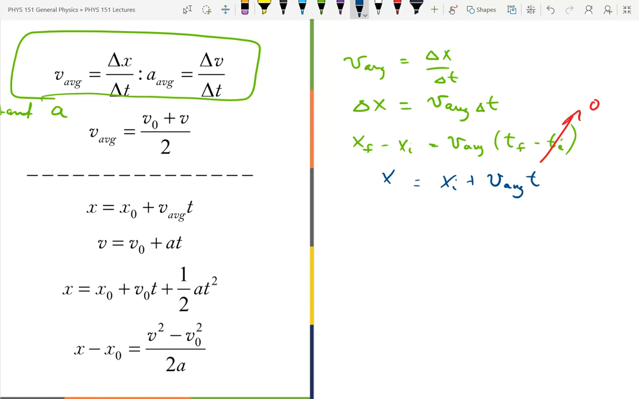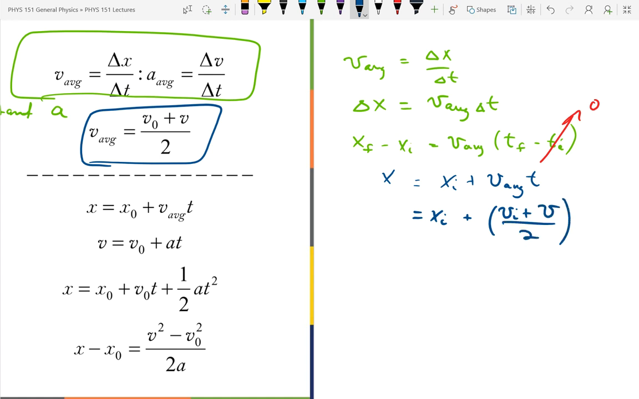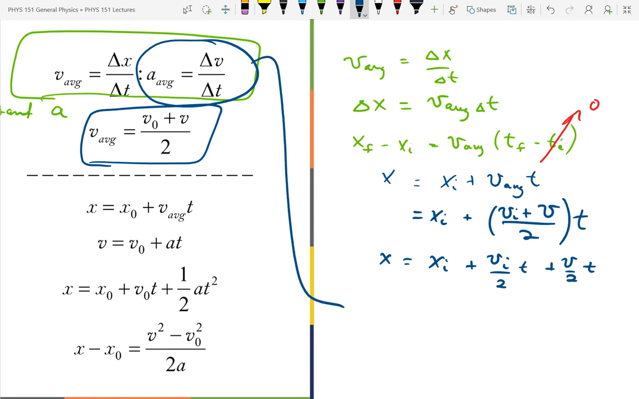Now, if I use this equation and substitute for V average, and that zero is the same as initial, then I have x equals x initial plus v initial over 2 multiplied by t plus the v final over 2 multiplied by t. Well, that's useful, except usually we only have the initial conditions. We don't have the final conditions. We're looking for the final conditions. So then I will come back and look at this equation. If I solve that for speed, that will give me... why didn't I put A average?